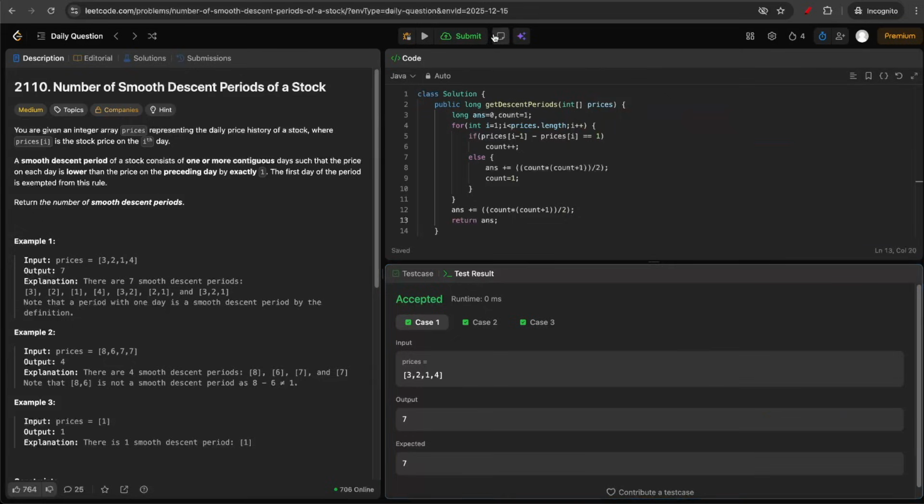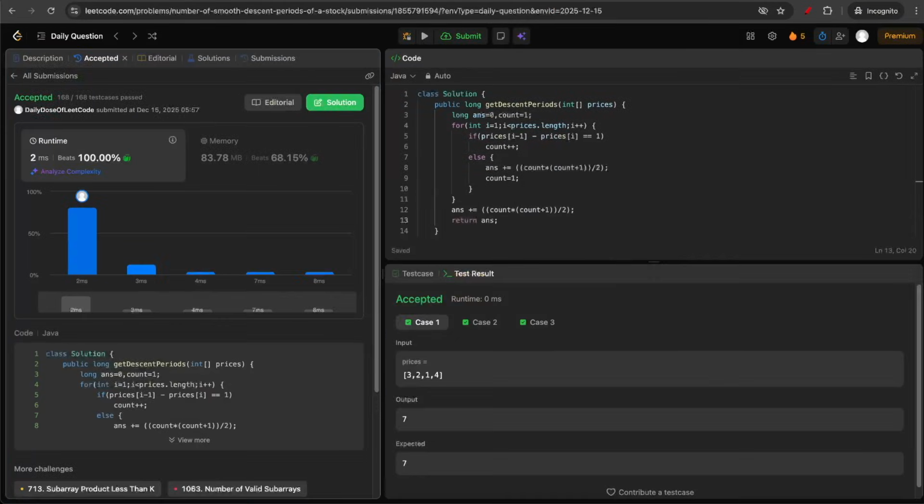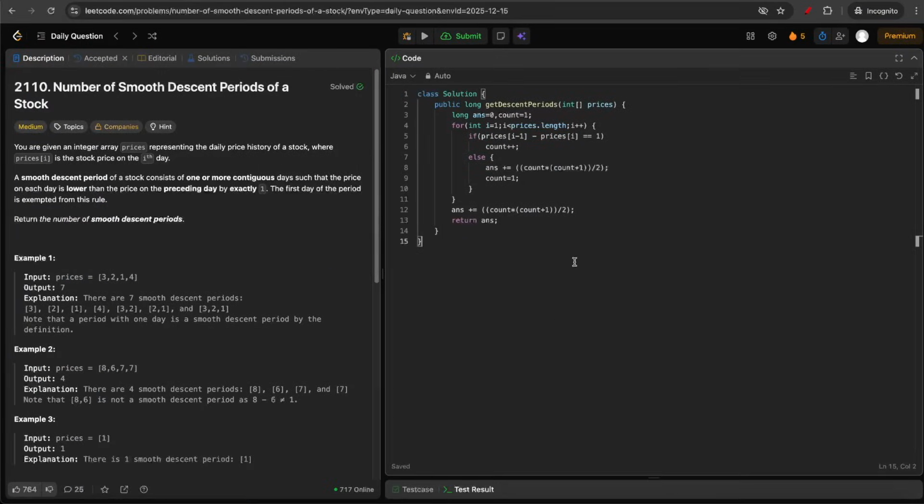Okay, let me submit. Yeah, and it works. Finally, let's do the time and space complexity analysis. For the time complexity, since we are just iterating on the array once, it will be order of n. And for the space complexity, it will be constant because we are not creating any array. We are just using 2 variables and just the iterator I.